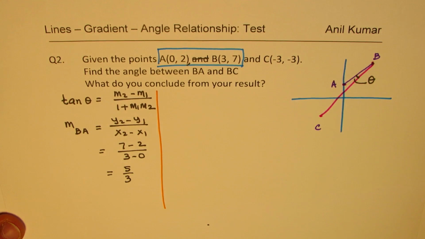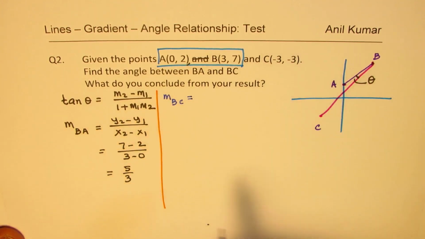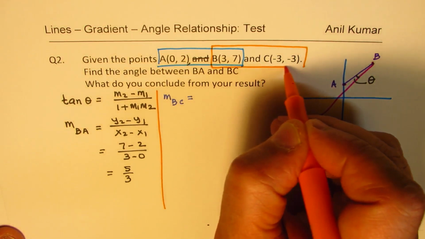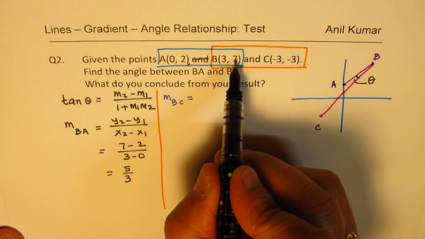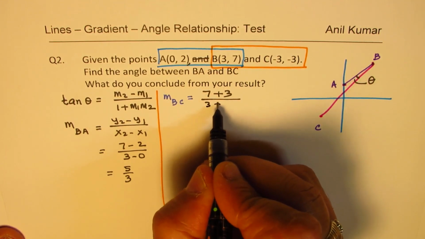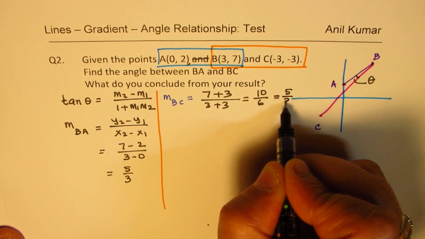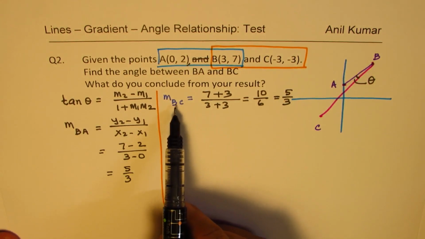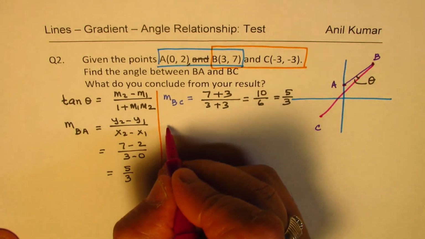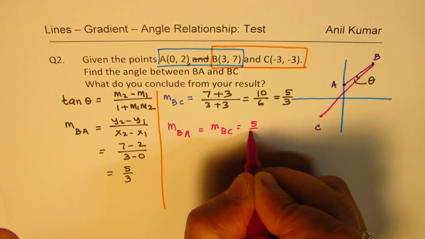Now let's find the slope for the other line, which is BC. So for B to C, we take these two points, B and C, correct? We can write this as 7 minus minus 3, so it becomes 7 plus 3, and 3 minus minus 3, that means 3 plus 3. That gives you 10 over 6, which is also 5 over 3. So what you find here is that the slope of BC and BA is the same. Do you see that? The slope of BA equals the slope of BC, and both are equal to 5 over 3.